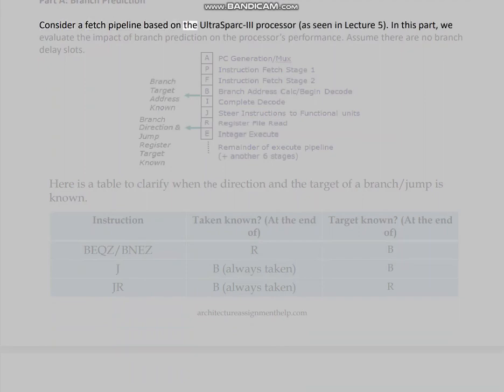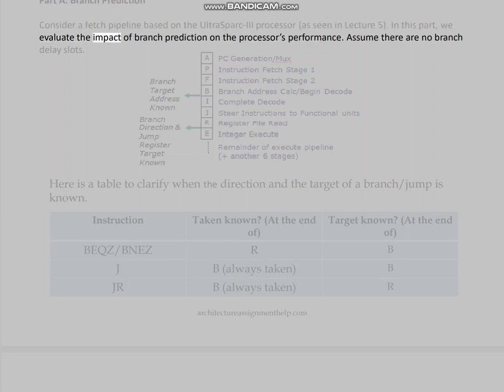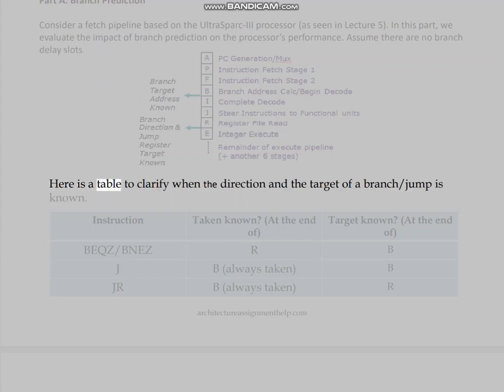Part A, Branch Prediction. Consider a fetch pipeline based on the UltraSpark 3 processor, as seen in Lecture 5. In this part, we evaluate the impact of branch prediction on the processor's performance. Assume there are no branch delay slots.